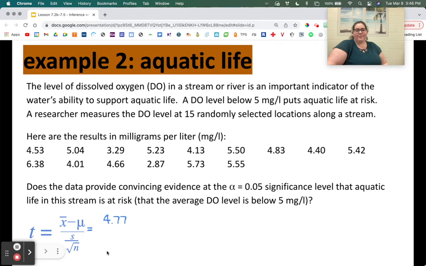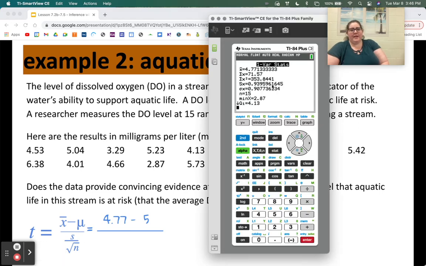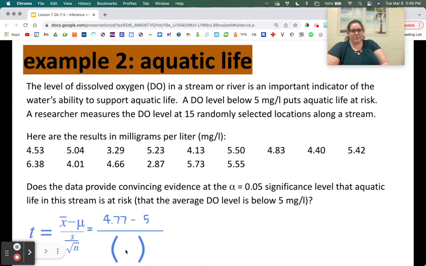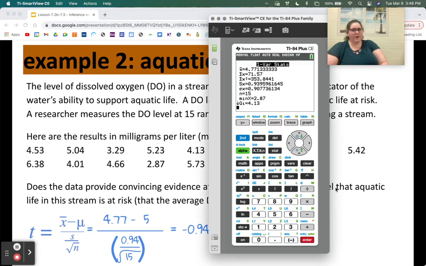So hold on, back to my formula. So 4.77 minus the mu from the null hypothesis. Originally our null is that mu equals 5. And then on the bottom, we have S, which again comes from the sample. So the standard deviation was 0.939, somewhere in there, 94-ish, divided by the square root of n. Our sample size was 15. So that's where this number came from. If I actually put this in my calculator as a fraction, I would get negative 0.94 as my t-score.